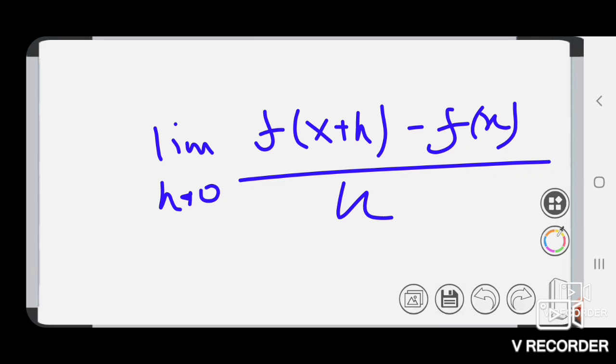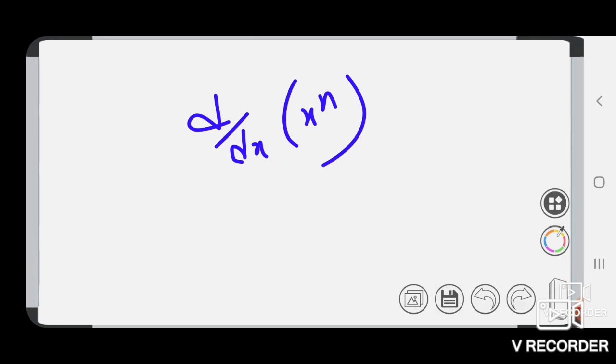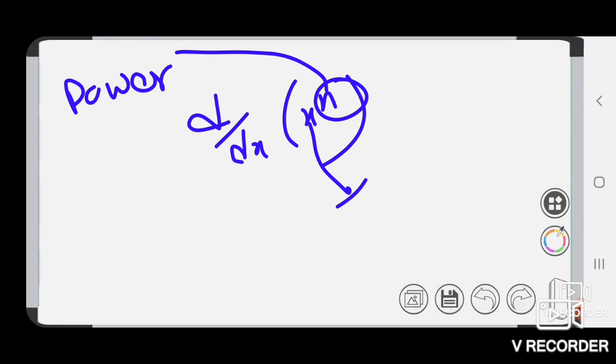Now using this first definition of a derivative, we will find d by dx of x to the power n. Here n is the power and x is the base.